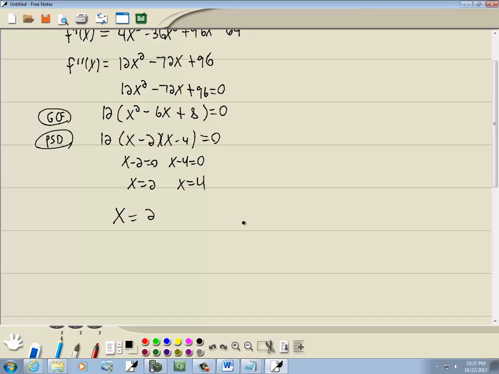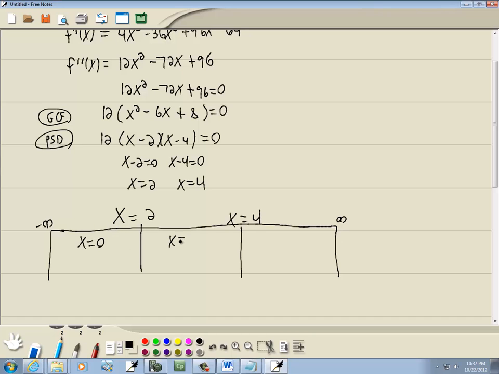Well, I want to build a table of intervals. Clear over here is negative infinity. Clear over here is positive infinity. I want to pick test cases. Pick x values between negative infinity and 2, like 0. Pick a value between 2 and 4, like 3. And pick one greater than 4, like 5. And these are our test cases.